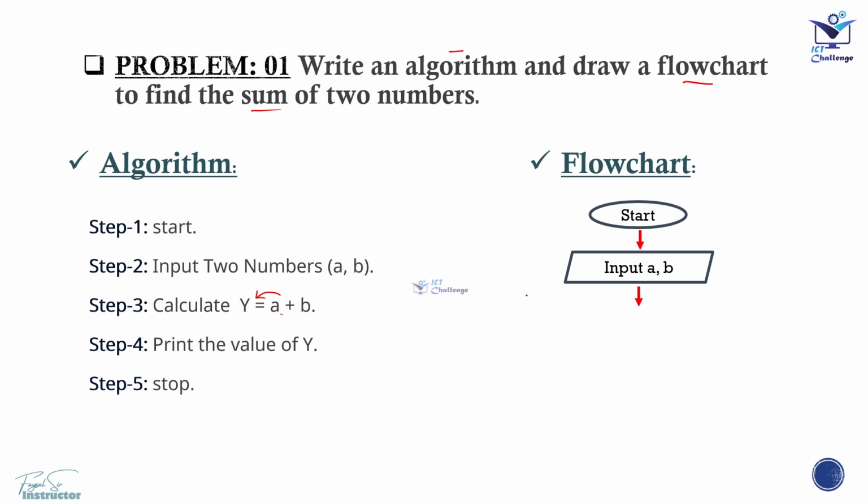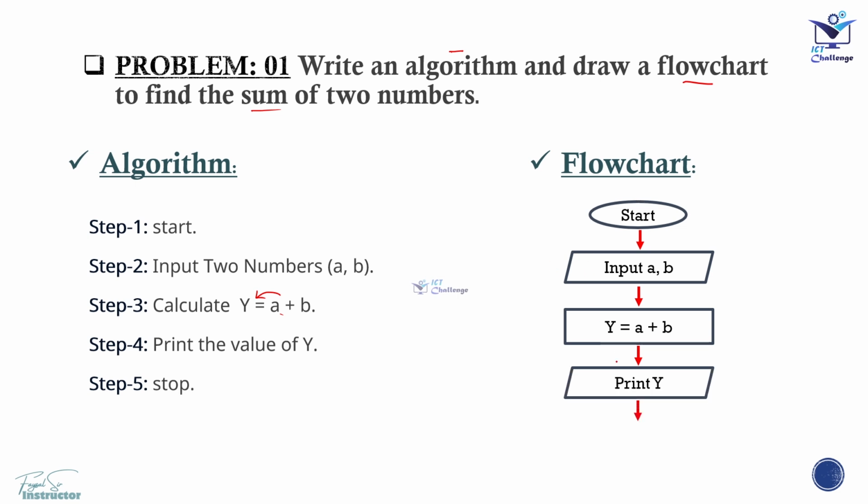After that we have to calculate. Maybe you can remember the calculate box. This is the rectangle shape, and this shape is responsible for calculating any kind of equation. Here we write y equals a plus b. After that we have to find the value of y, that means the result. So we need to print the result. So again we place this kind of box, and here we write print y. That means this shape is responsible for giving us output. Those shapes are the same, but they have different words because we write different instructions inside those two boxes.